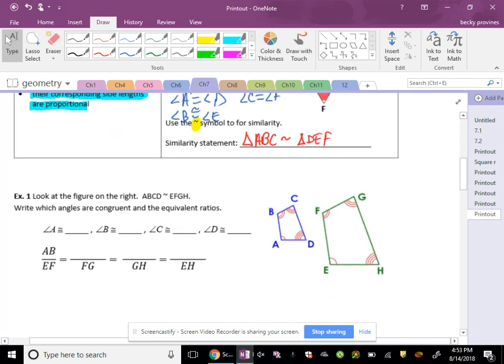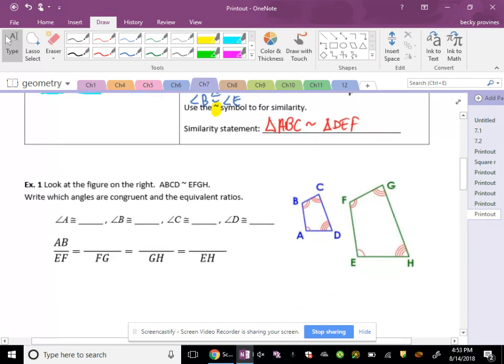So let's go through here and practice some more. Example 1. Now they provide you a similarity statement right here that's in yellow. So really without a picture, I know angle A is going to be congruent with angle E. So let's look at the picture. Is that true? Angle A here is the same as angle E, and it is.